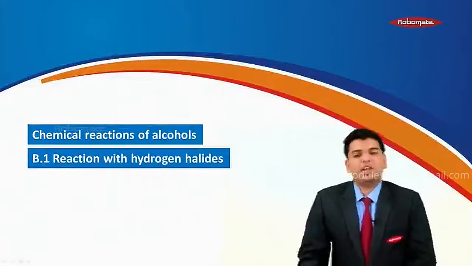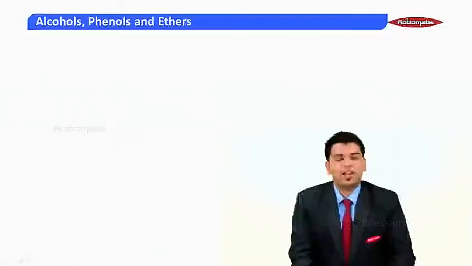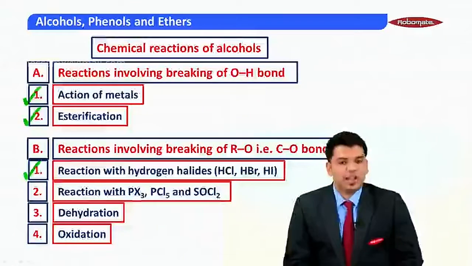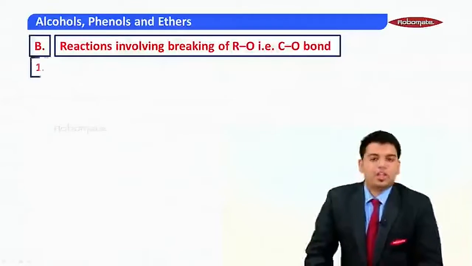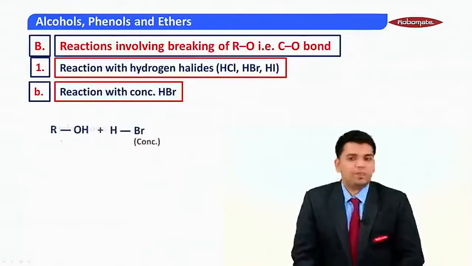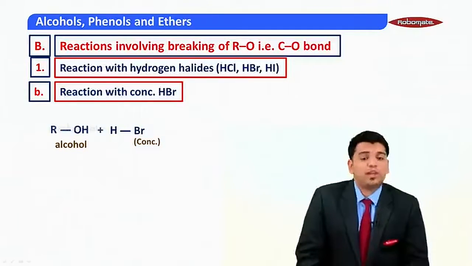Continuing with the chemical reactions of alcohols, and also the reaction of alcohols with hydrogen halides, let's go ahead. Now we are still doing reaction with hydrogen halides, and we shall have a look at the reaction with conc HBr. Now ROH plus conc HBr. But how does this HBr get produced?